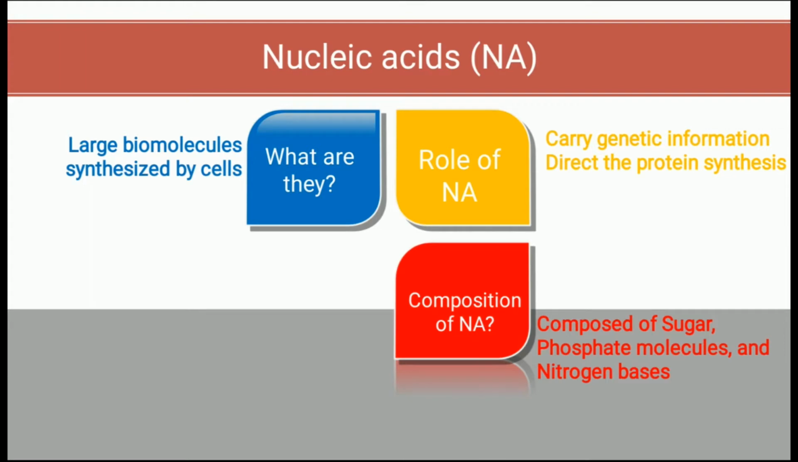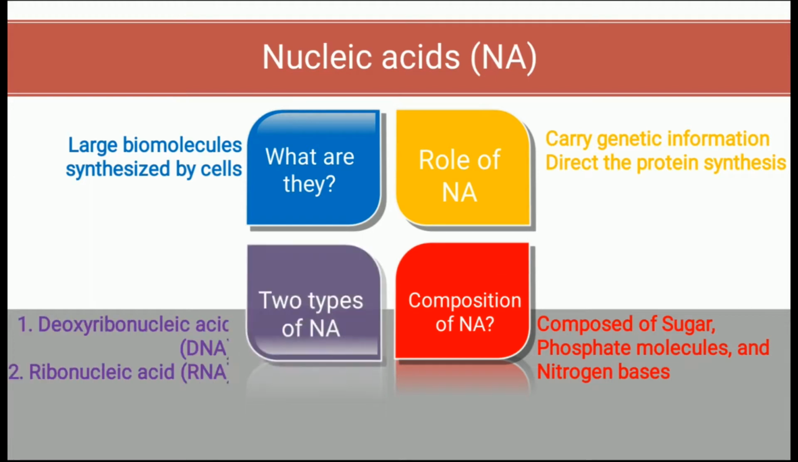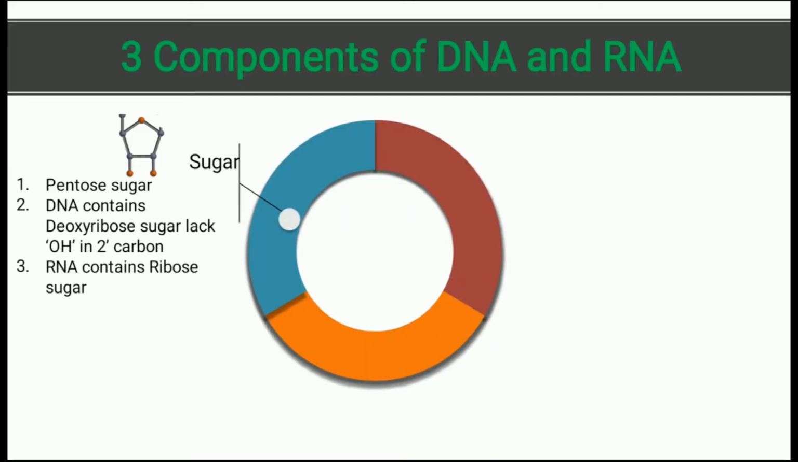Generally, nucleic acids are composed of sugar, phosphate molecules and nitrogen bases. Two kinds of nucleic acids exist inside the cell. One is called DNA, the second one is ribonucleic acid, or RNA. The nucleic acids consist of three basic components. First one is sugar. It is a pentose sugar. The DNA contains deoxyribose sugar which lacks the hydroxy OH group in the second carbon, and RNA contains ribose sugar.